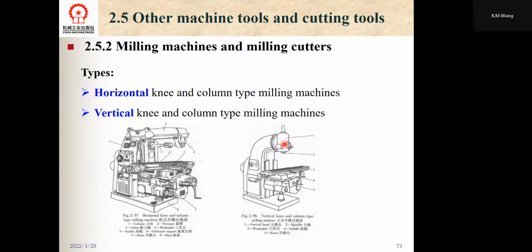These are the two types of milling machines. One is the horizontal knee and column type milling machine, and two is the vertical knee and column type milling machine.